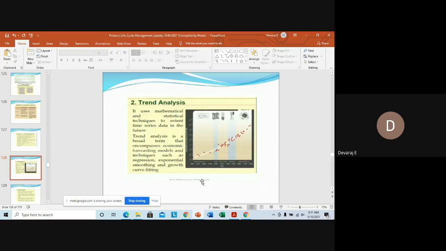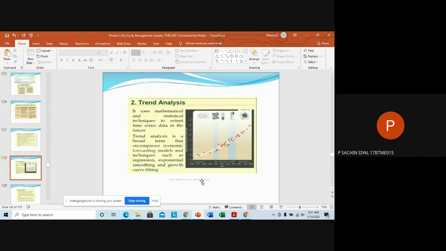You take the data from the last 5 months, and you can predict for the future, the next 1 year or next 2 years. You can tell how much you can manufacture in your organization or in your company. This is called trend analysis. I think anyone has any doubt in this?